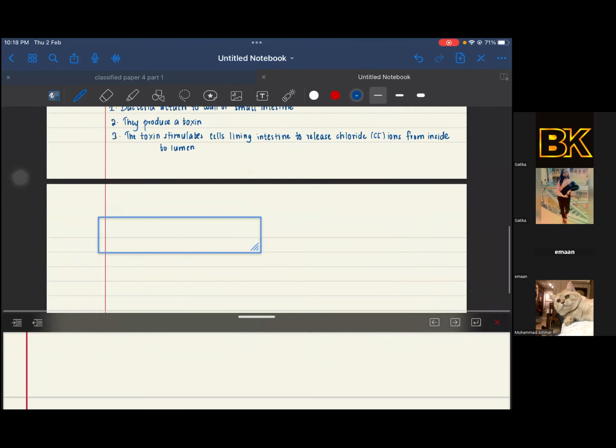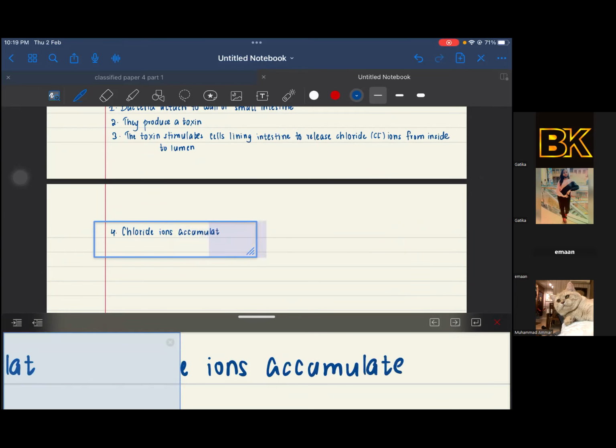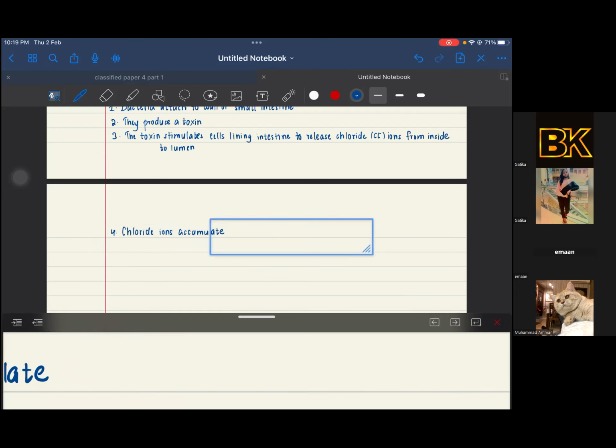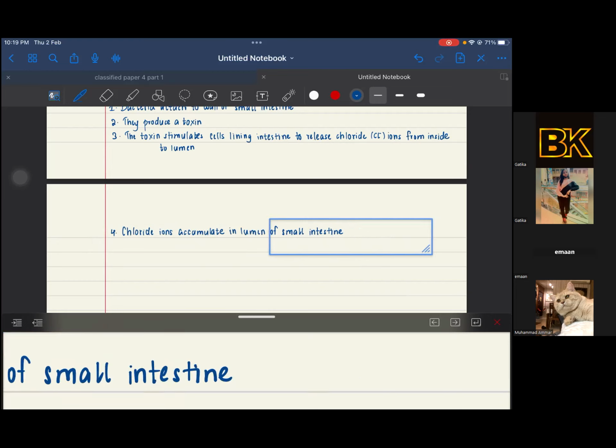Now going to the fourth step. Chloride ions accumulate in the lumen of the small intestine and lower the water potential.